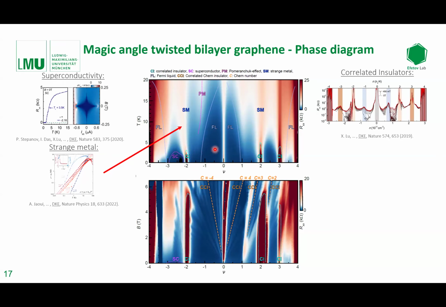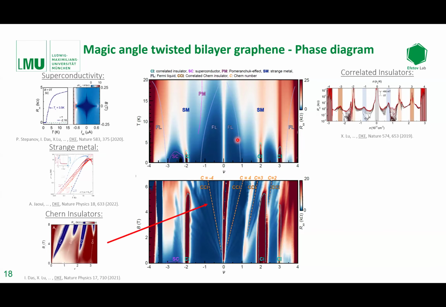And closer to the integer fillings, closer to the band edges, we actually lose this strange metal behavior, and we see a T-square behavior close to the band edges and closer to the charge neutrality point. So, okay, this is about the insulating and metallic phases, but then there are really also strong signatures of these topological phases in the system.